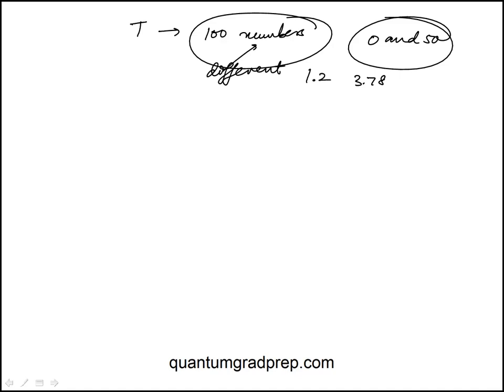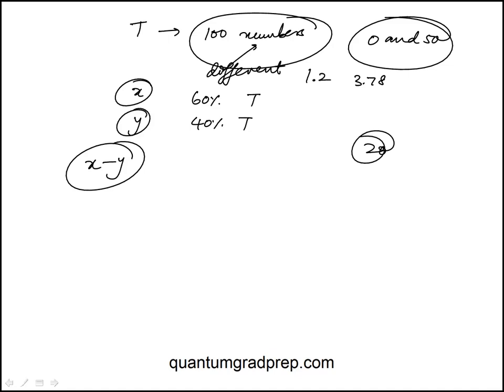Now we're told that number x is greater than 60% of the numbers in T, and y is greater than 40% of the numbers in T. And we have to compare x minus y with 20. So I'm going to try to make this number as small as possible and then try to make it as large, so that I can see if I can exceed 20.